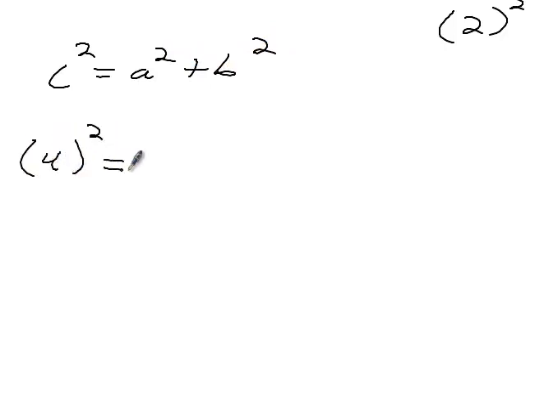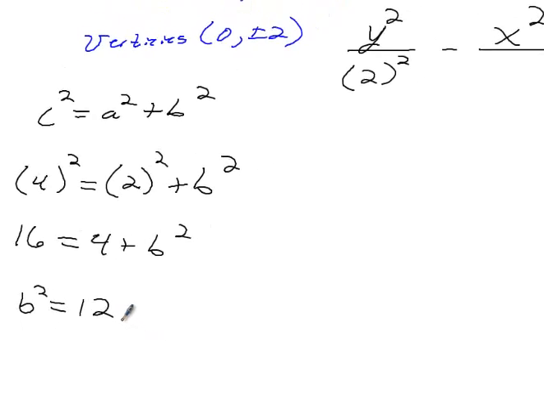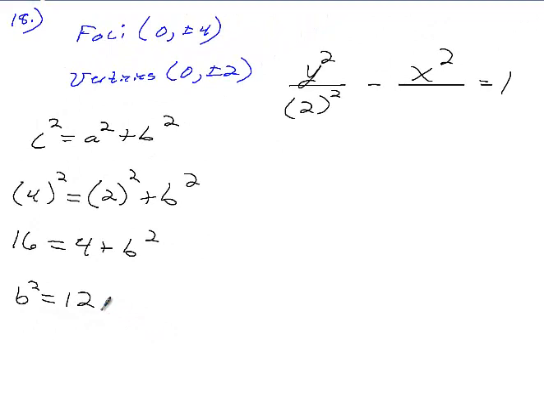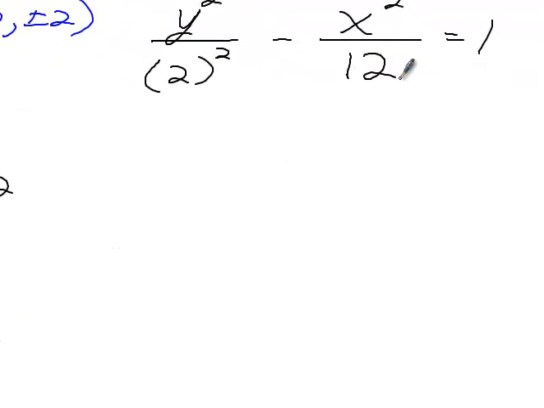My C is 4. My A is 2. And then I need to find B. So I'm going to get 16 equal to 4 plus B squared. B squared is equal to 12. Everybody okay? Now if I want to, I can go B equals the square root of 12. But when I put it up here, is this number in the denominator an A squared or a B squared? It's a B squared. So if I get B squared equal to 12, I can just do what? Just put a 12 up here.